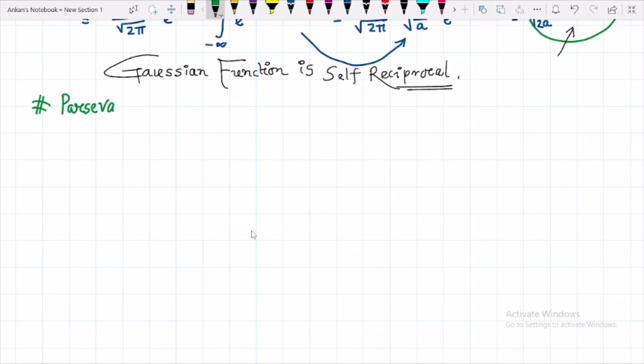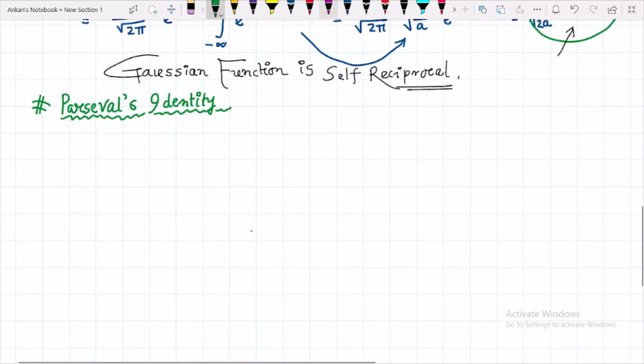Parseval's identity in Fourier transform. It is something different from the Fourier series. Okay, so let us write.